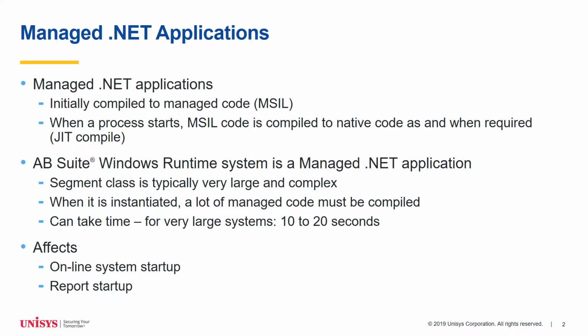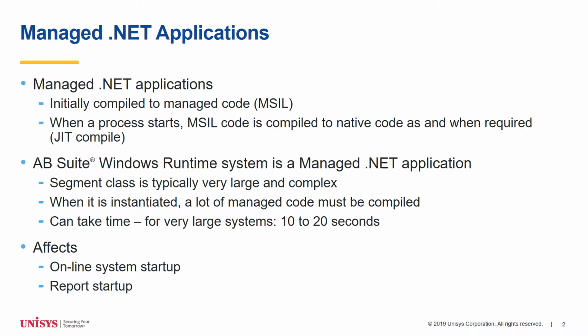Before I talk about the specifics of the new functionality, I'd like to give a little bit of background information. When the source code for a managed .NET application is first compiled, it's compiled to managed code, referred to as MSIL, Microsoft Intermediate Language. Now, when a process starts up, this MSIL is compiled to native code, or executable code, as and when required. This is done by a JIT compiler, or just-in-time compiler. It's recognised that this JIT compile process can slow down the startup of managed .NET applications.